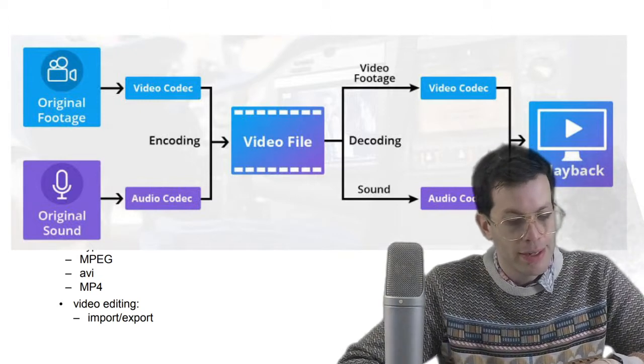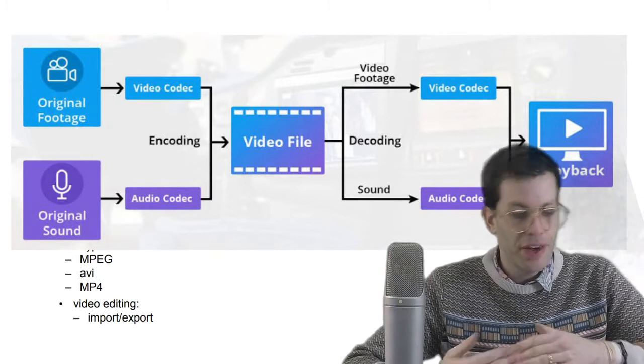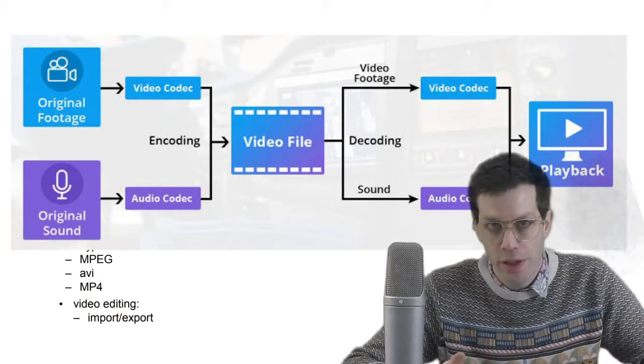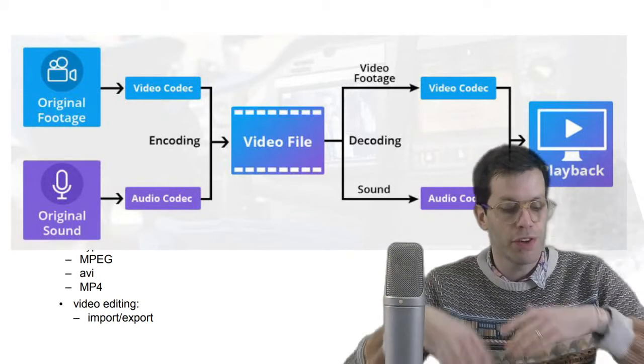So codecs basically compress the data as well and decompress the data. So they use various types of modulation, which we definitely don't need to get into in here, but they use pulse code modulation or delta modulation, which are two different types of things.